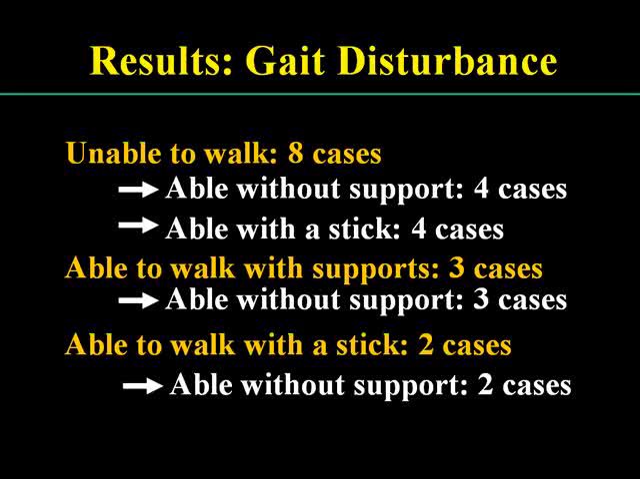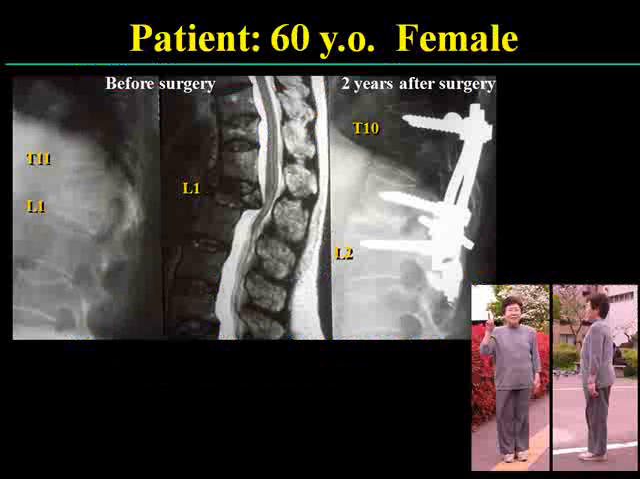This patient was a 60 years old female. Collapsed vertebral body level was L1. She had a concomitant vertebral body fracture at T11. Pedicle screws were added at T10. Good results were obtained at 2 years after surgery.